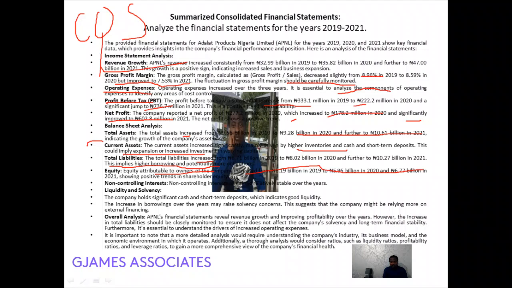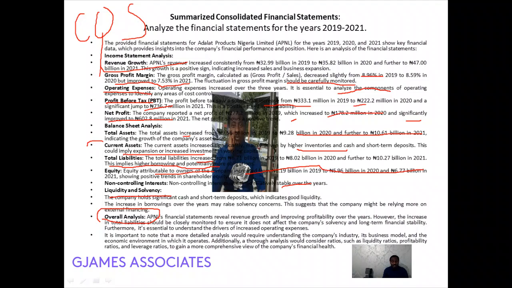Why is it increasing? Do we have more allotments of shares, or do we have debtor shareholders that are paying, and the like? You need to be able to say why it's increasing. Non-controlling interests: these are for the minority. It is stable. Why is it stable? You need to be able to give it to them. Liquidity and insolvency. Then overall analysis. This is important because you must conclude on your analysis.